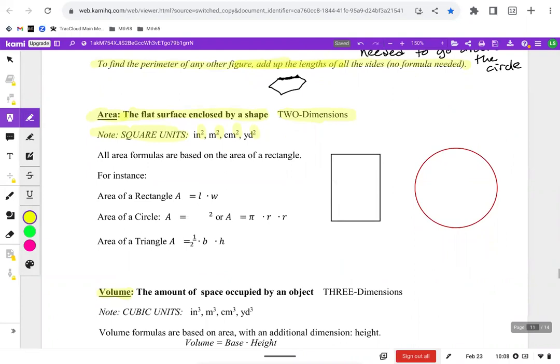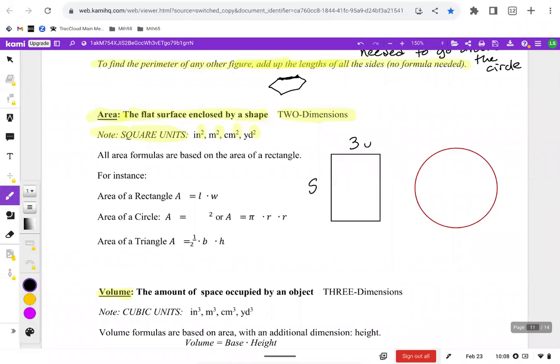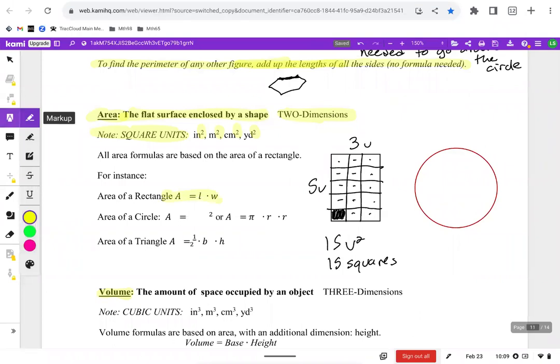All area formulas are based on the area of a rectangle. So when we're thinking about a rectangle, let's say this is a rectangle that's 3 units by 5 units. I'm going to just split that up. That means it's going to have 5 rows of 3, 1, 2, 3, 4, 5, 6, 7, 8, 9, 10, 11, 12, 13, 14, 15. And each of those units is a little square. So we have 15 squares to cover that rectangle. So that's the formula for the area of a rectangle, the length times the width.